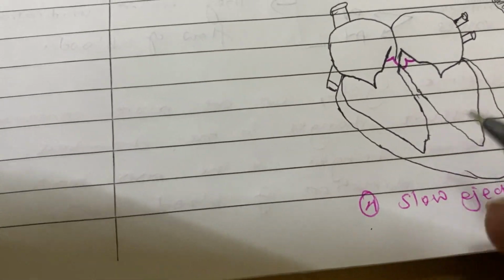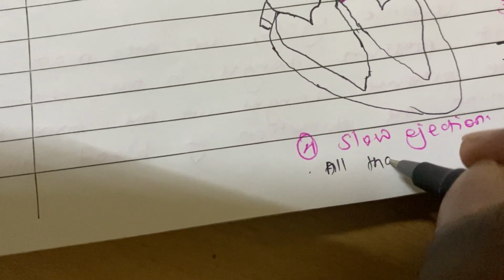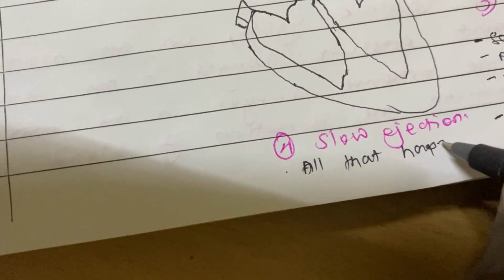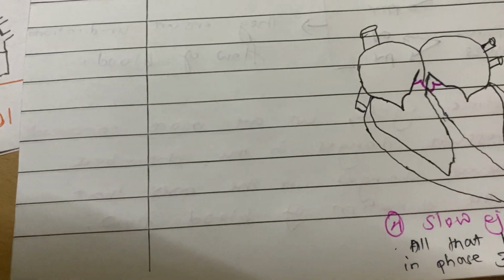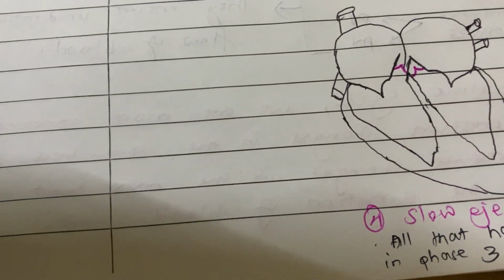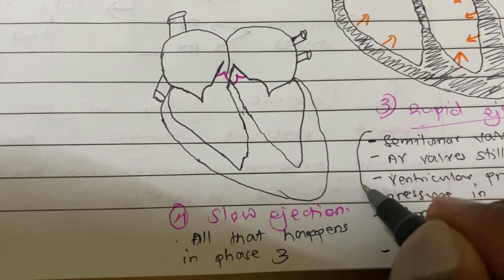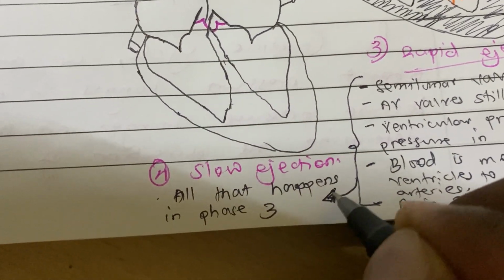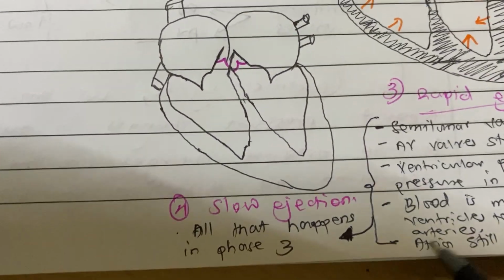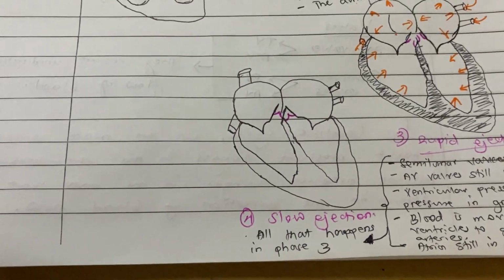What happens in phase 4? All that happens in phase 3 is still happening in phase 4. And meanwhile, all these ones are still happening in phase 4, as the arrow indicates. All these ones are still the same in phase 4. It is slow ejection. We are still in ejection.